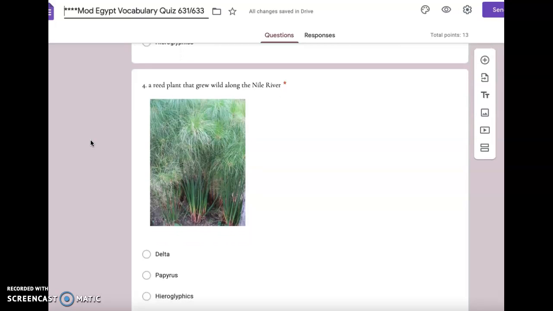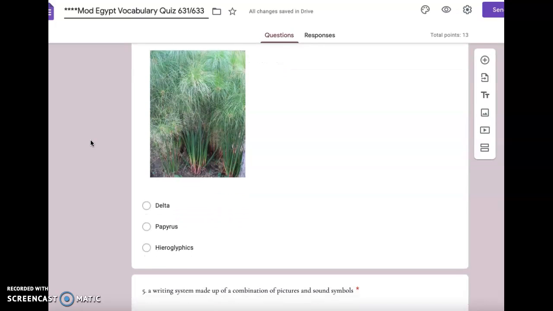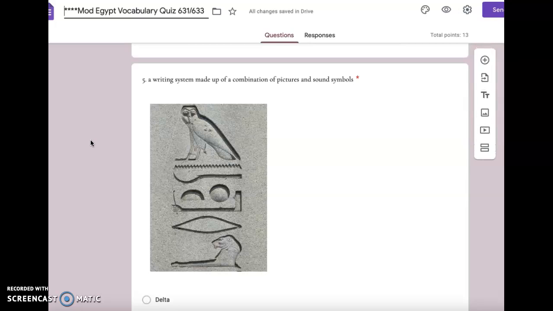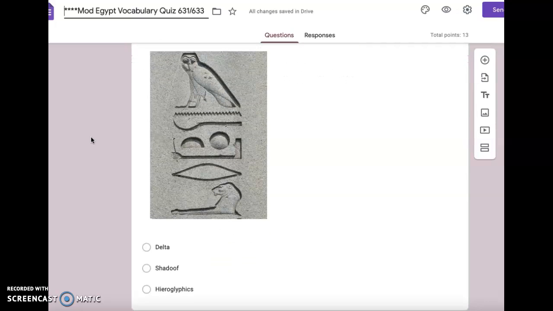Number 4. A reed plant that grew wild along the Nile River. Delta, papyrus, or hieroglyphics. Number 5. A writing system made up of a combination of pictures and sound symbols. Delta, shadoof, or hieroglyphics.